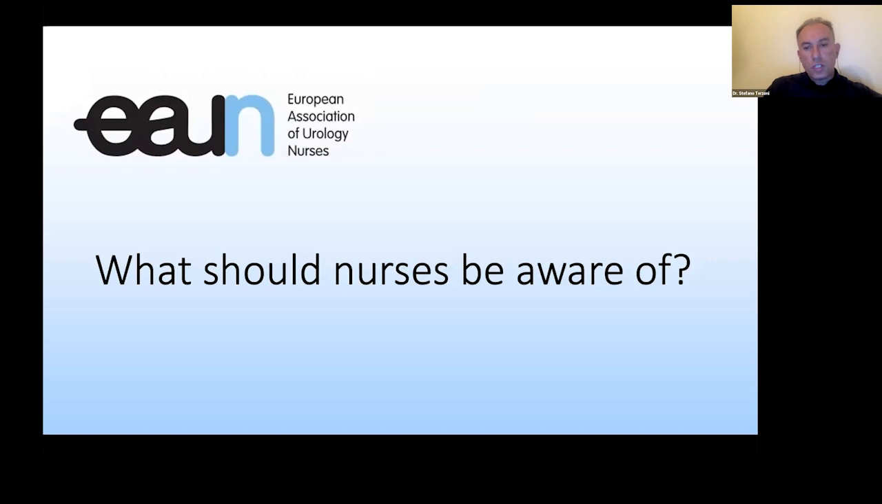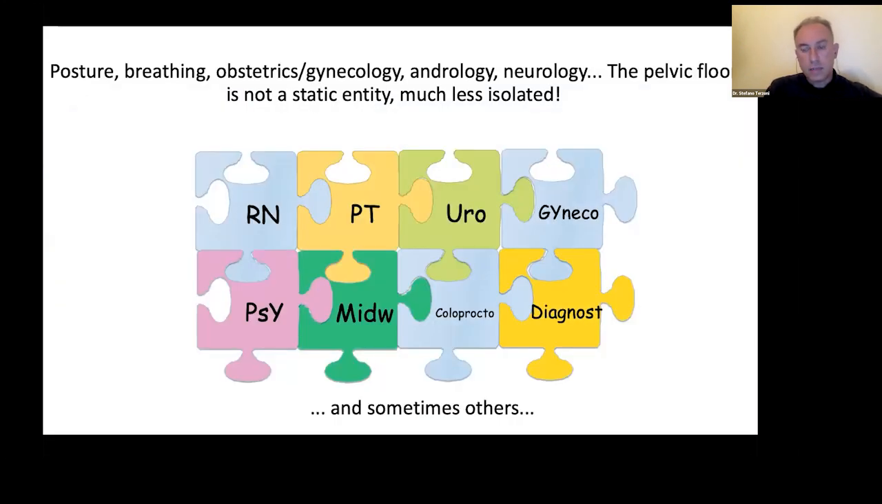Final words, what should nurses be aware of? Diane will discuss this in detail because she will talk about the assessment. The first concept that we should never forget is that the pelvic floor is not a static entity and it's not isolated at all. It's affected by posture, breathing, problems related to obstetrics, gynecology, andrology, neurology, urology, coloproctology, gastroenterology. You mentioned that. We could go on forever, basically, and sometimes other people are involved. So we need the nurses, who are only a part of the team, physiotherapists, urologists, gynecologists, psychologists, midwives for some settings, coloproctologists, diagnosis, and you mentioned that. So this is the first thing that we need to be aware of.